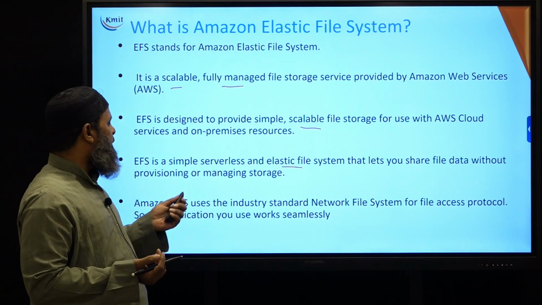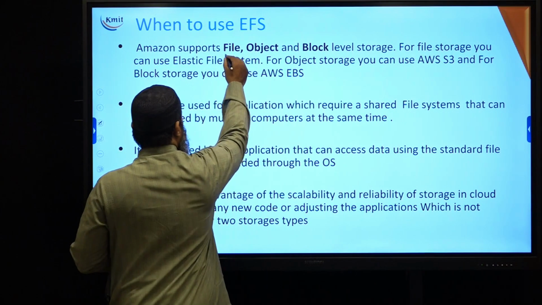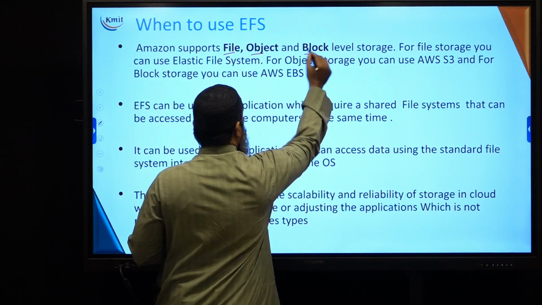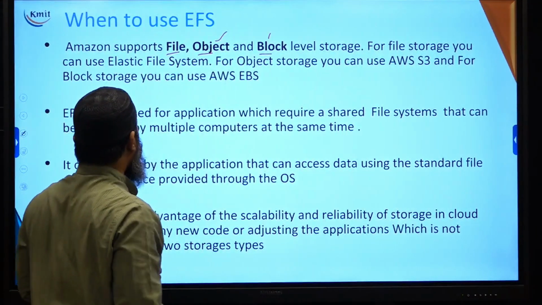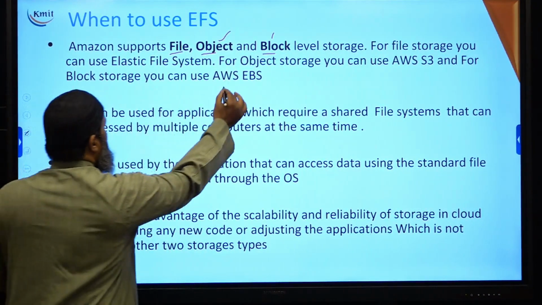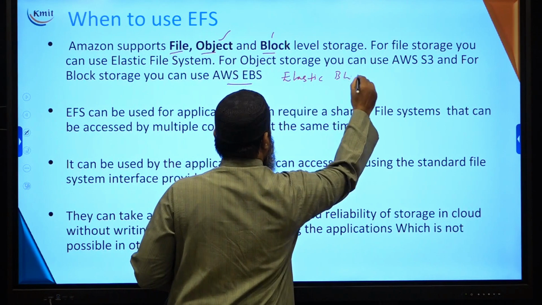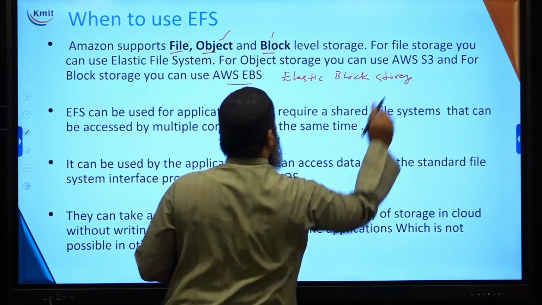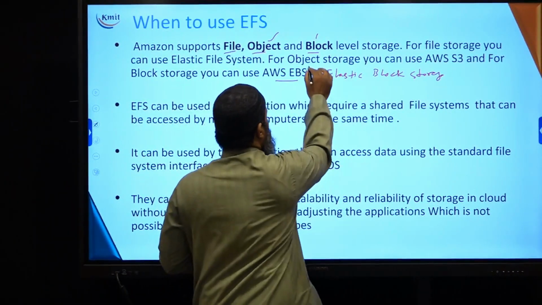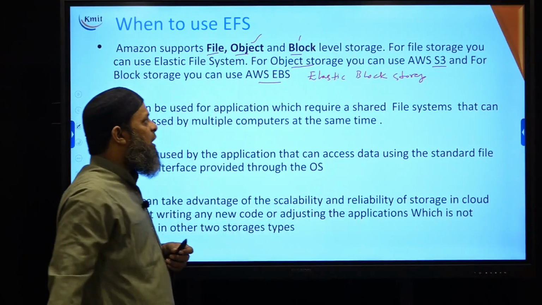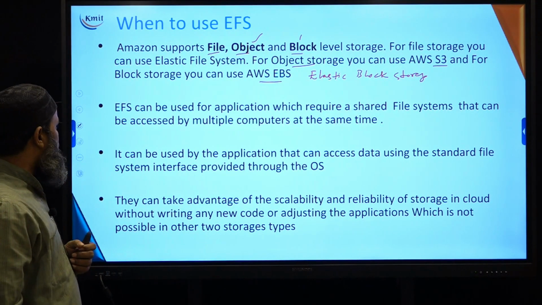On the whole, there are different types of storage services available. One is called file storage, another is object storage, and another is block storage. We have seen these two, object and block storage. Block storage is done by something called EBS, that is, Elastic Block Store. And object storage is done by something called S3, Simple Storage Service. Now, in this session we are going to see how a file system is managed using EFS.